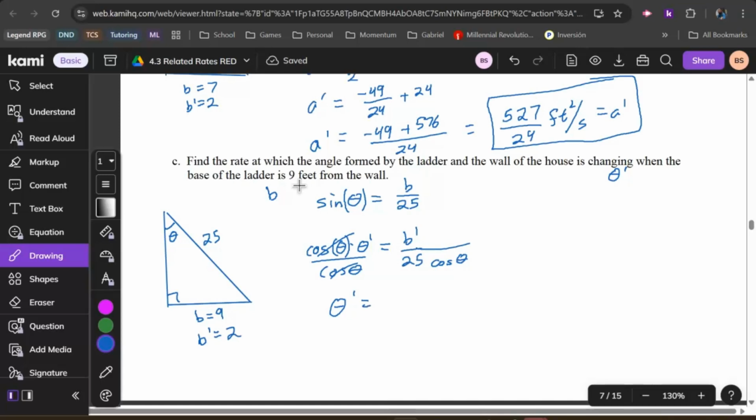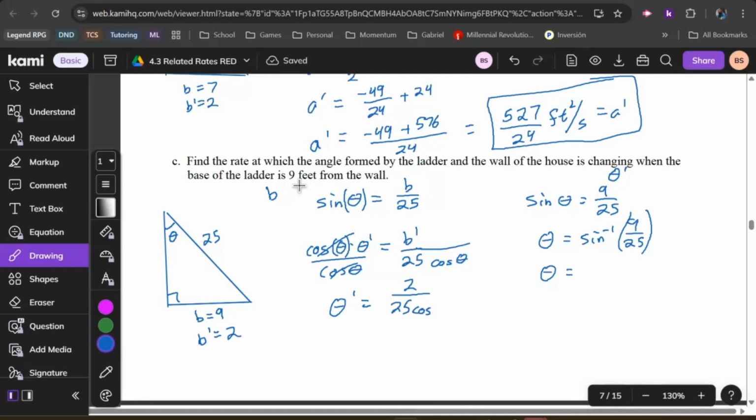And we know that b prime is 2. So we're going to get 2 over 25 cosine theta. And here's the problem: we don't know theta yet. But it's okay because we can find it easily from this original thing that we did. We can say sine theta is equal to 9 over 25, and then solve it by doing the sine inverse. If we take the sine inverse of both sides, theta is equal to sine inverse of 9 over 25. Then we just need to put that in our calculator.